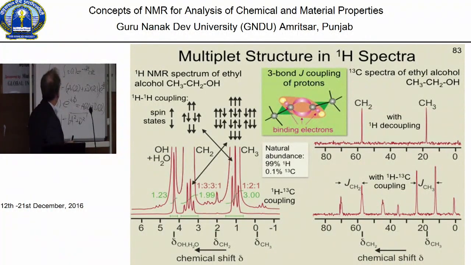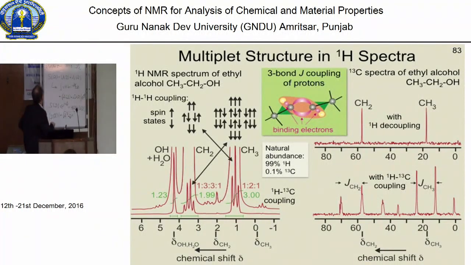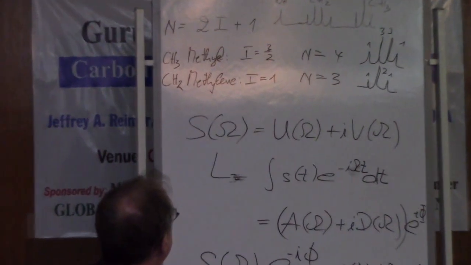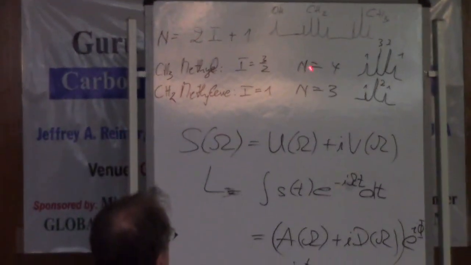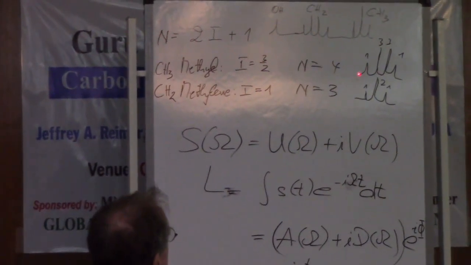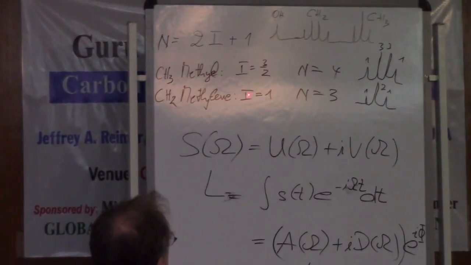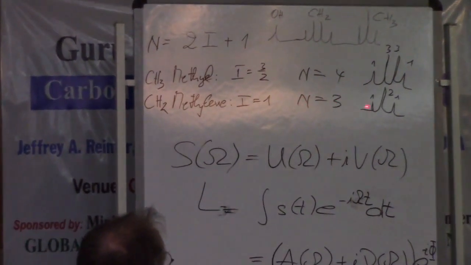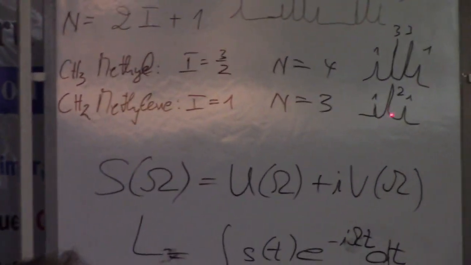Did I plot that right? I hope so. Okay, so here is a summary for CH3, the methyl group. The methyl group has a total spin of 3 spins 1/2, a total spin of 3 halves, which gives us 2I plus 1 lines, n equals 4, so it gives us 4 lines, and the ratio is 1, 3, 3, 1. And for the methylene, total spin 1, 2I plus 1 is 3. It gives us a triplet with amplitudes 1, 2, 1.